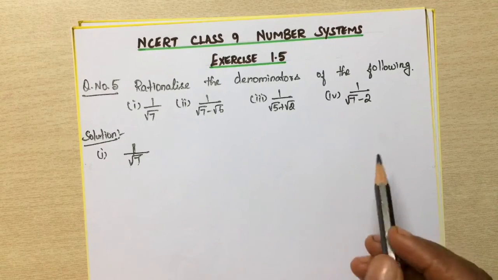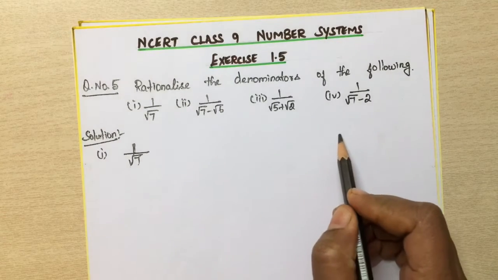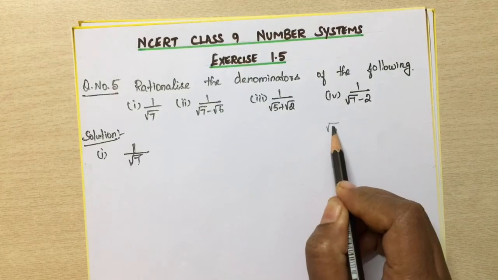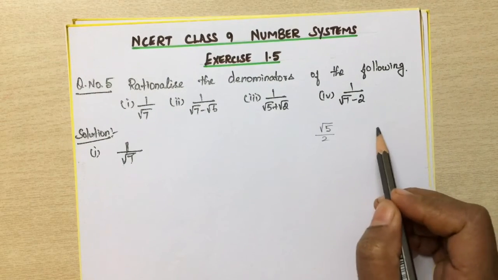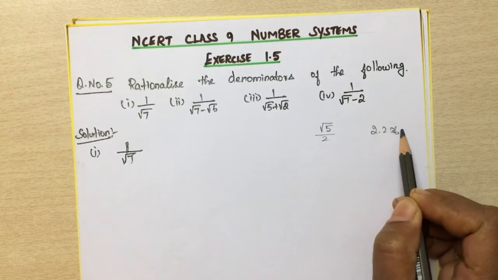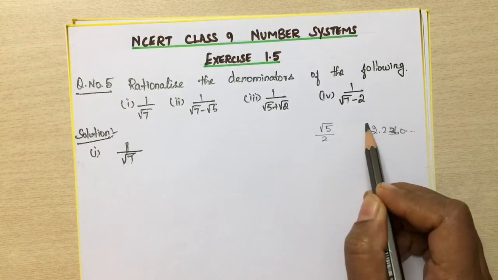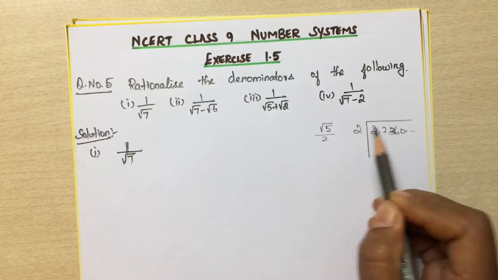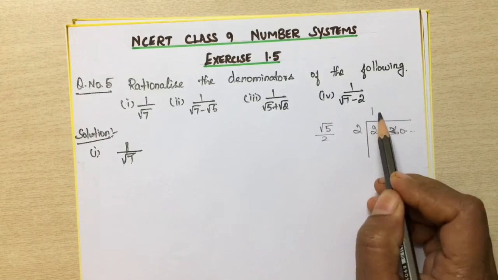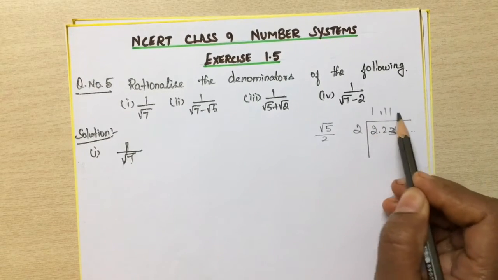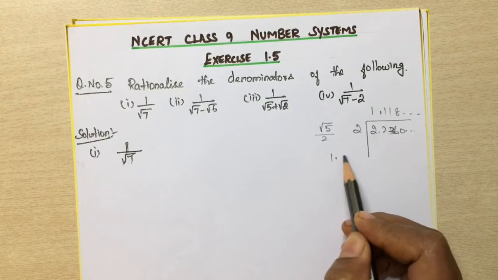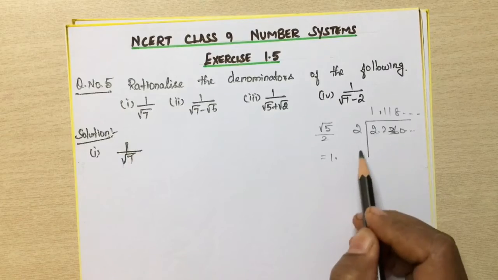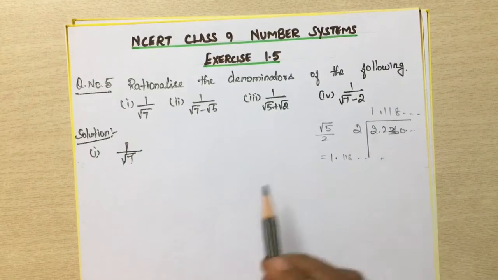So for example, let us take root 5 divided by 2. As we know, root 5 is 2.2360, it goes on like this. Now when we divide it by 2, we can easily divide it. So it will be 1.118, it goes on like this. So it's very simple to find out the answer, which is 1.118, etc.